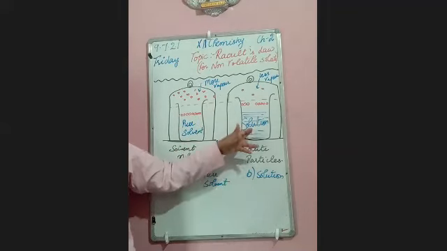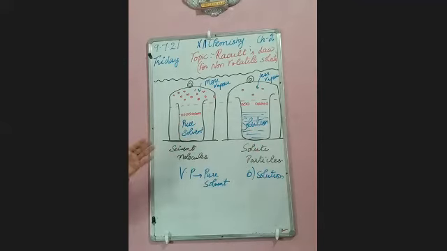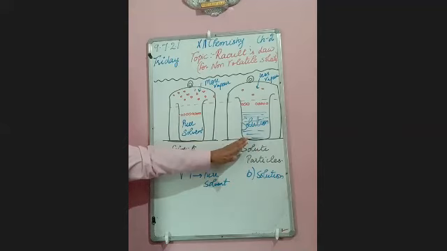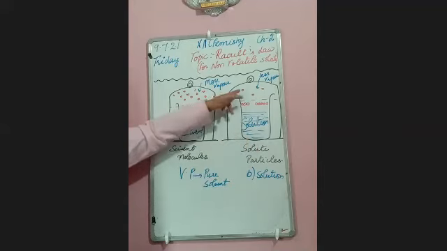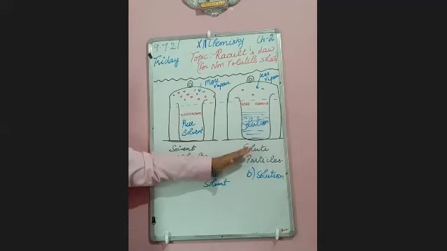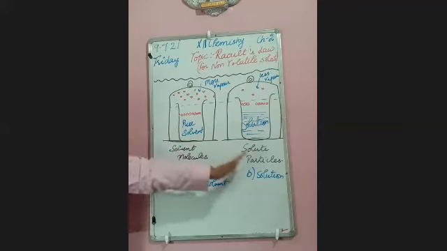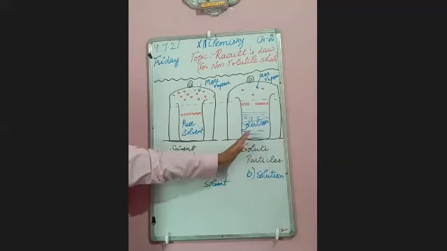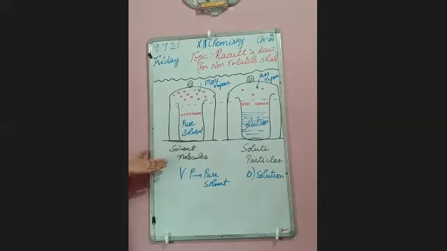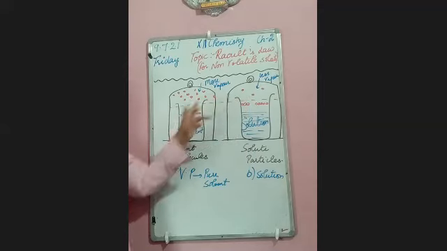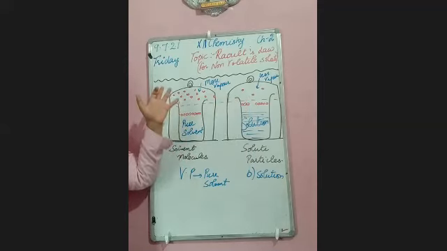And you will see whenever we add a non-volatile solute in it, which means it does not form vapors, it decreases the vapor pressure. See, here are fewer vapors, and in case of pure solvent, you will see there are more vapors. So you can say that by taking pure solvent in one beaker and the solution containing the non-volatile solute in another beaker, here fewer vapors will form and here more vapors will form.